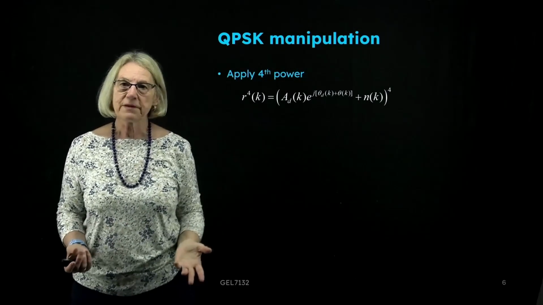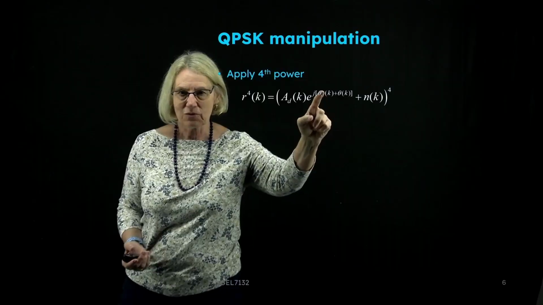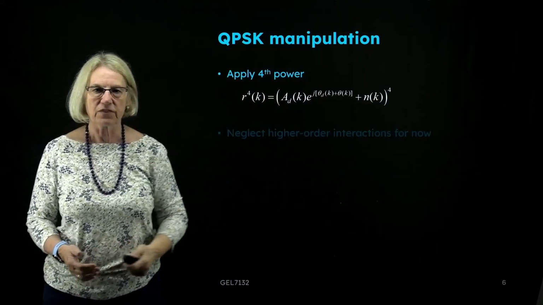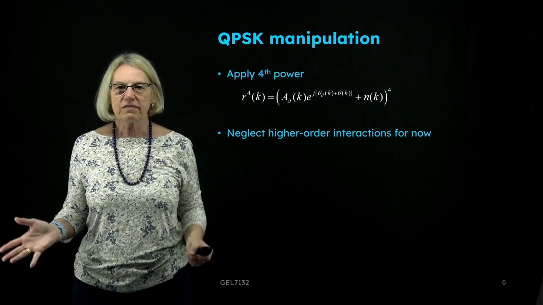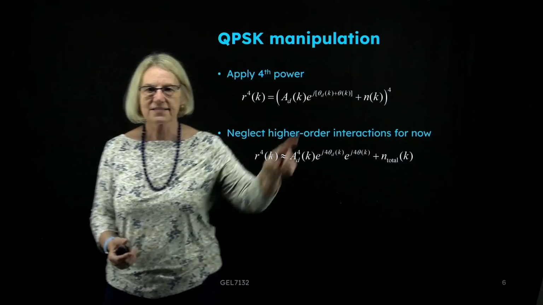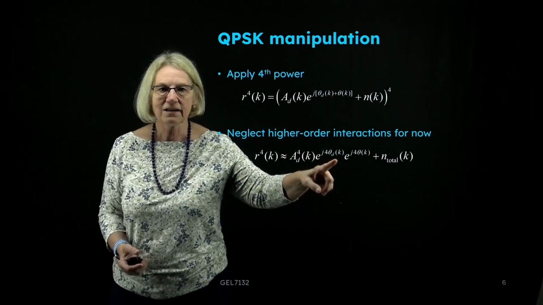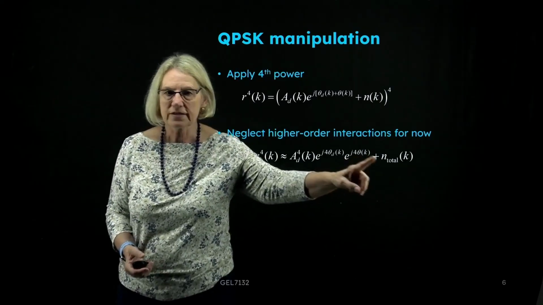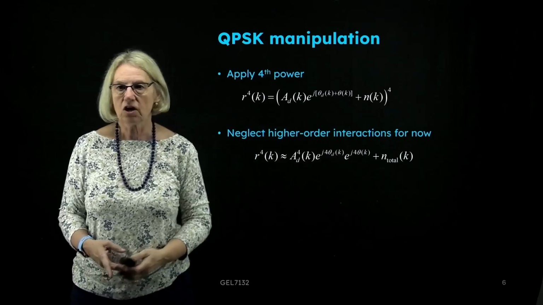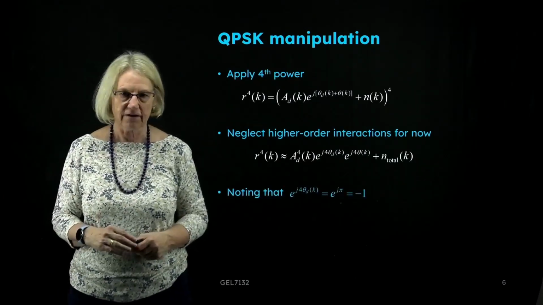So let's look at what happens when I take my received signal and I raise it to the 4th power. I'm doing this so I can get rid of this theta d, but there's all these other components. What's happening with those? So let's start with neglecting higher order interactions for right now. What happens is that I get something that looks like A to the 4th, I have this 4 theta d, and then I have 4 times the phase noise, and I get some additive noise that I'll just call, for now, n total, after all this process is taken care of.